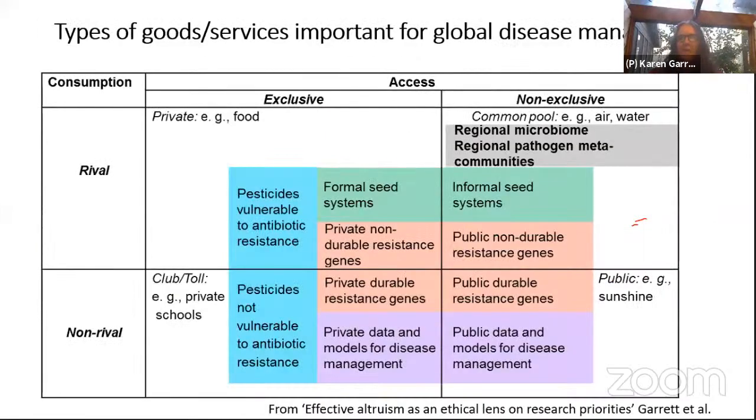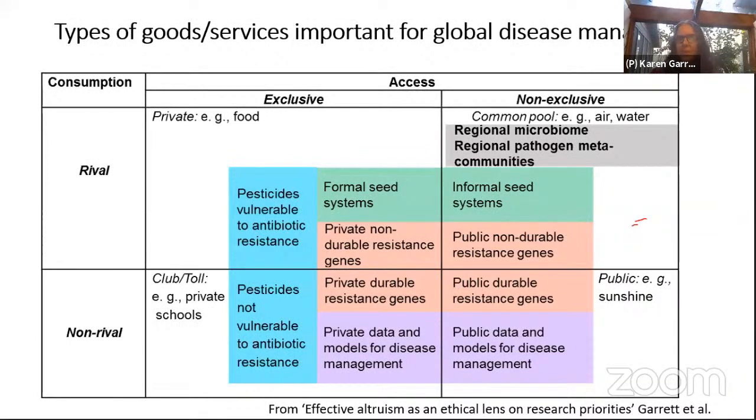Here is another map of the resources we have available for addressing plant diseases and increased risk of plant diseases. The rows indicate the status of a management tool in terms of whether they are rival or non-rival. In other words, whether they can be used up or not. And of course, one thing we'd like to do is push things like disease resistance genes and pesticides into the non-rival category to work against antibiotic resistance and to make resistance genes more durable.